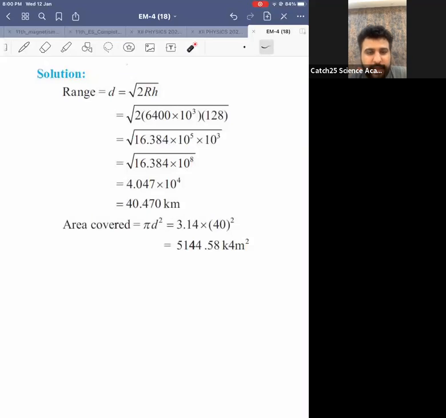You keep your answer in meter square only. Don't try to keep your answer in kilometer square. Keep your answer in meter square.